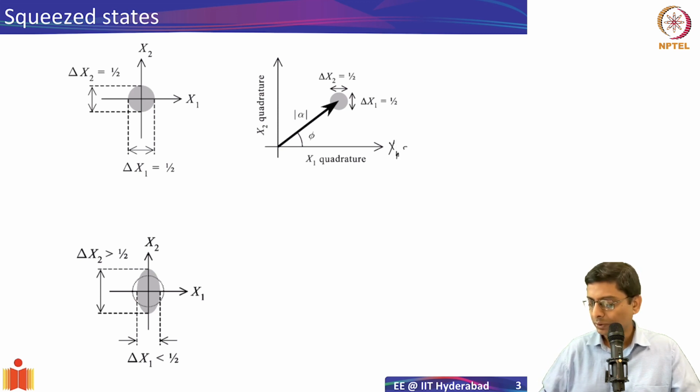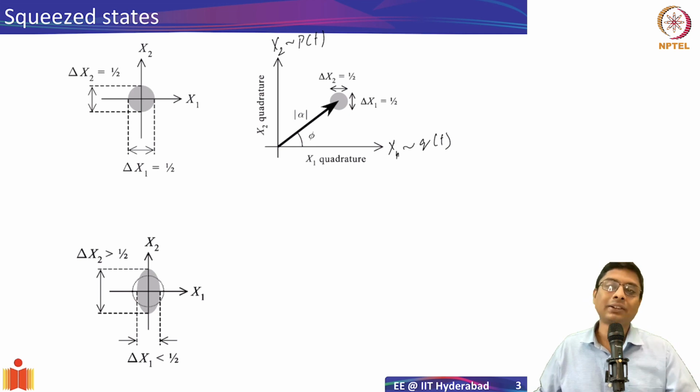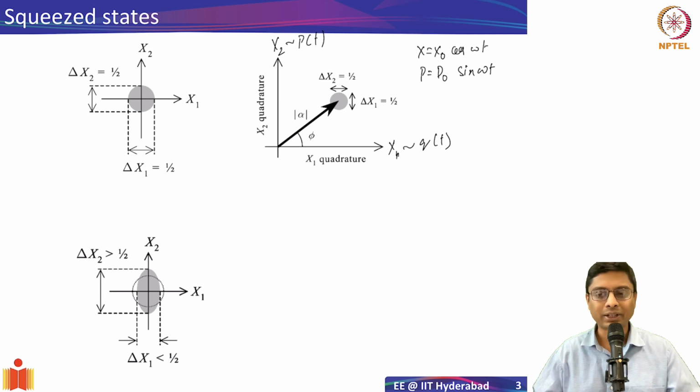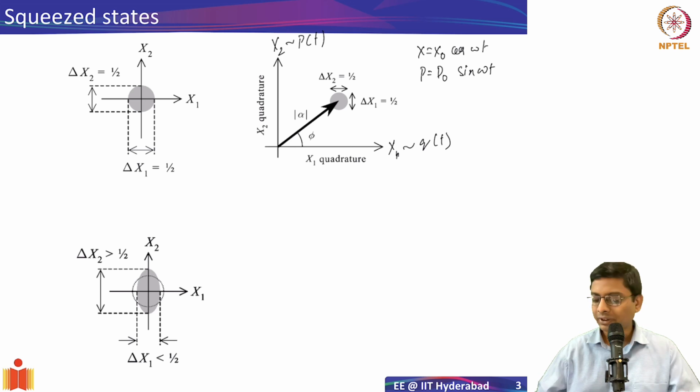Now, let's say x1 is proportional to q of t, and x2 is proportional to p of t. So in a classical picture, if you consider a classical harmonic oscillator, how would you represent that? The important thing to realize is that we talked about x equal to x naught cos omega t, and p equal to p naught sin omega t. These were the two variables that we can use to describe a harmonic oscillator, correct? So at any point, I'll have an x and p, and then I can represent that in this plot.